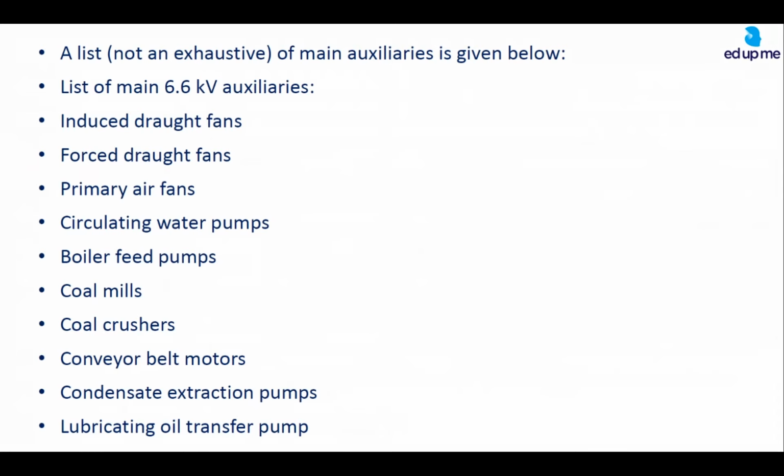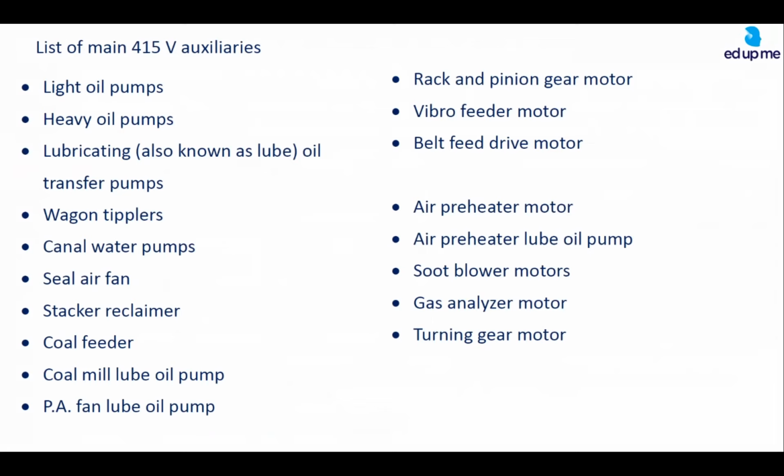coal crushers, conveyor belt motors, condensate extraction pump, and lubricating oil. Because for all these motors and pumps the bearings are to be lubricated. They are running at high speed. So for that, lubricating oil is continuously being circulated. Lubricating oil that enters the bearing will become hot and it has to be cooled by oil coolers. So it will cool and once again enter. So it will be circulated and that circulation is done by what is known as the lube oil pump in short. So yes, this is 6.6 kV. Next slide is 415 volt. If you see the next slide, there are 415 volt auxiliaries.